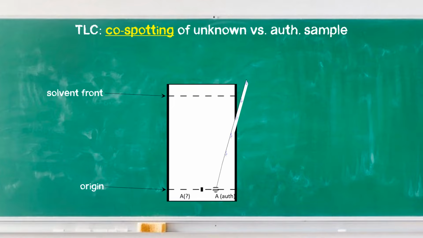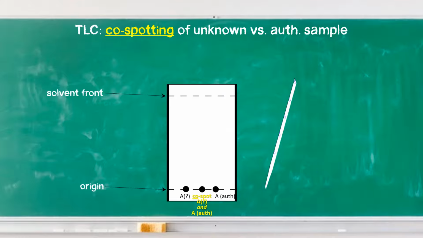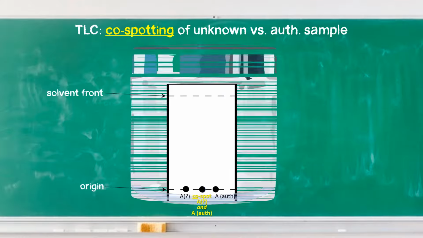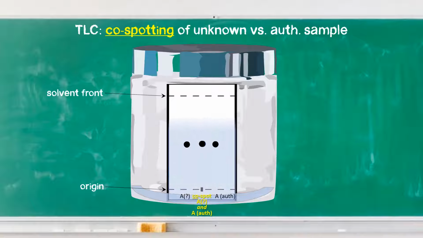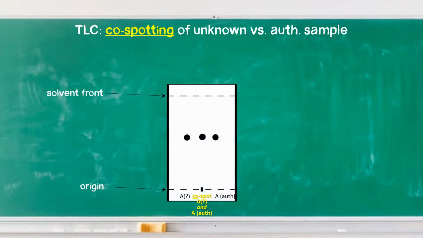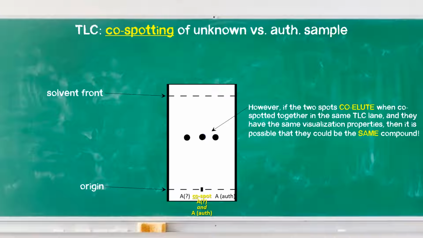However, what if we performed the same analysis by co-spotting both the unknown and authentic A at the same location at the origin, and after eluting and visualizing the plate, we see no separation of spots in the co-spotted lane? Well, if the two co-spotted spots co-elute, that is, they don't separate on the plate, then it's reasonable to assume that they are the same compound, that is, the unknown is indeed A.